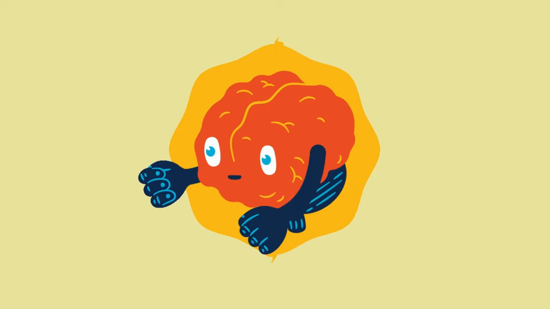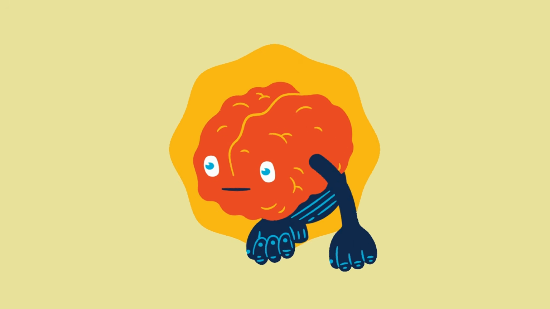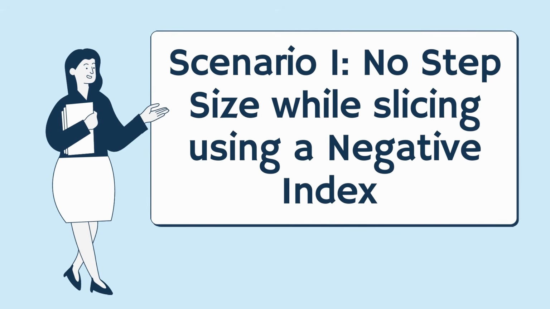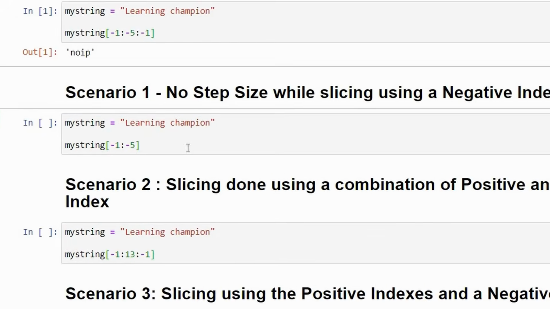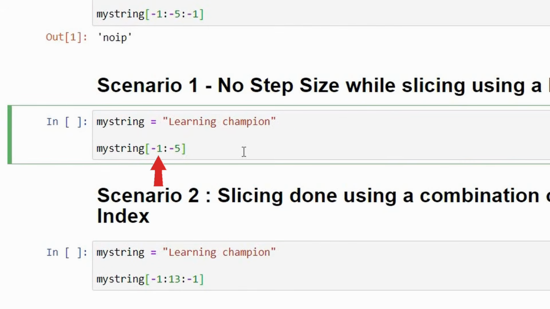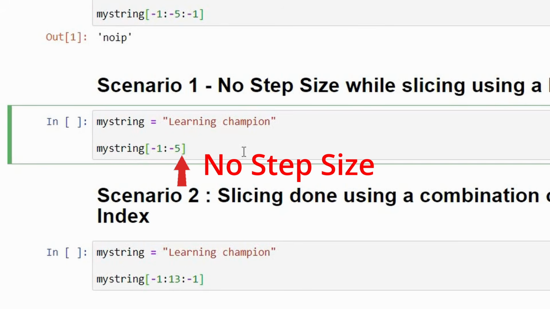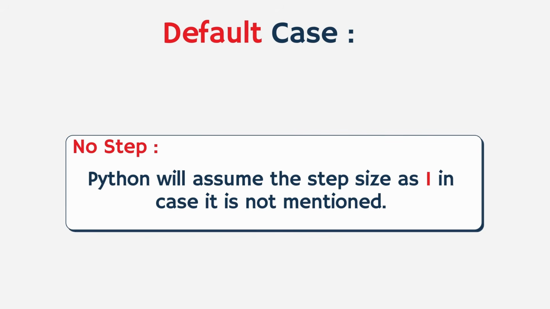I hope the example made everything easier to understand. Let's now look at a few other scenarios. Scenario 1. No step size while slicing using a negative index. For this scenario, we have taken -1 as the starting index and -5 as the stop index, but have not defined the step size. Since we have not mentioned any step size, Python will assume it as 1 by default.